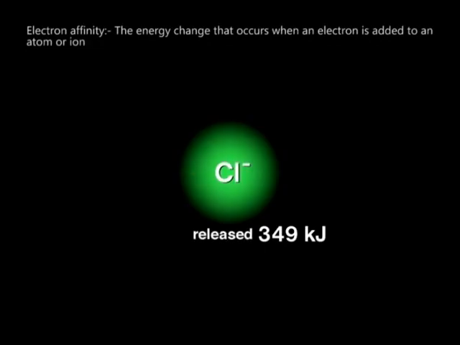Electron affinity is the opposite of ionization energy. Generally, electron affinity increases as the atomic size increases, and hence the reactivity of halogens decreases down the group.